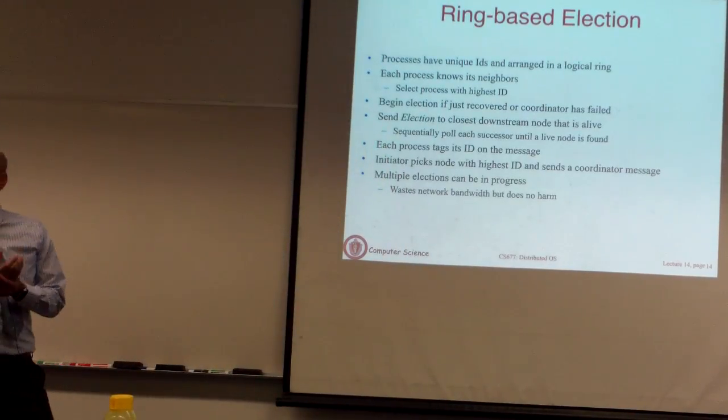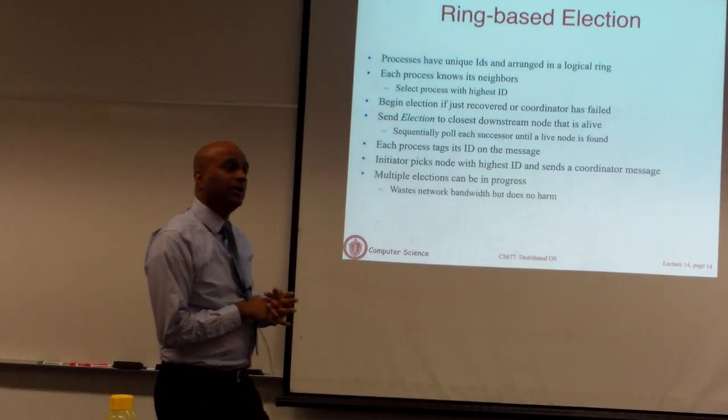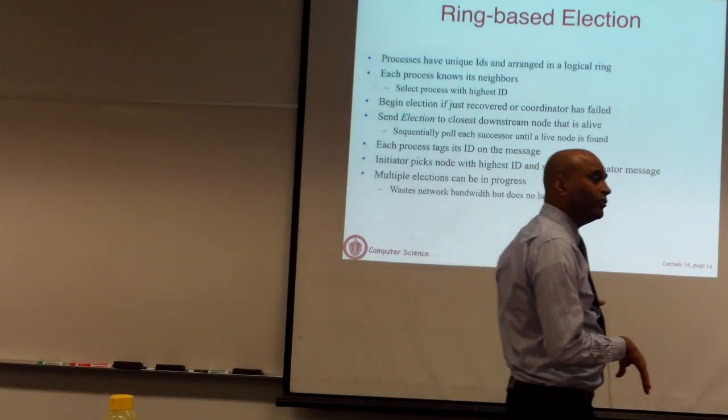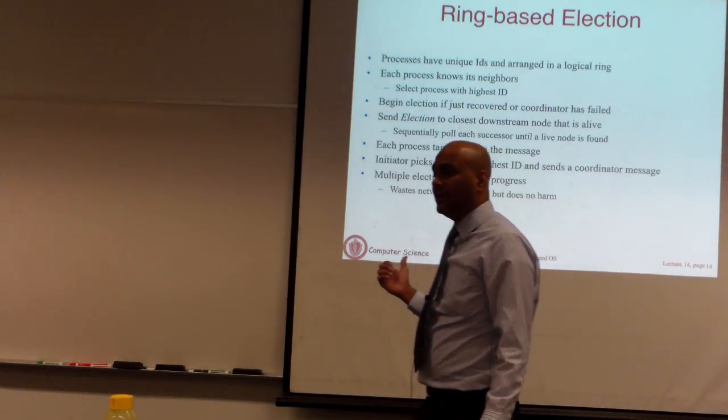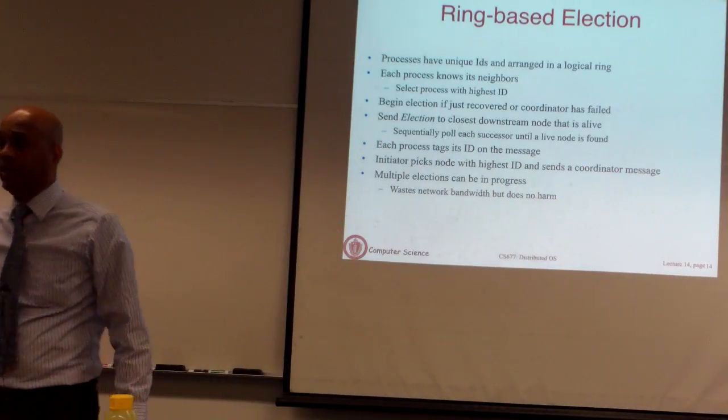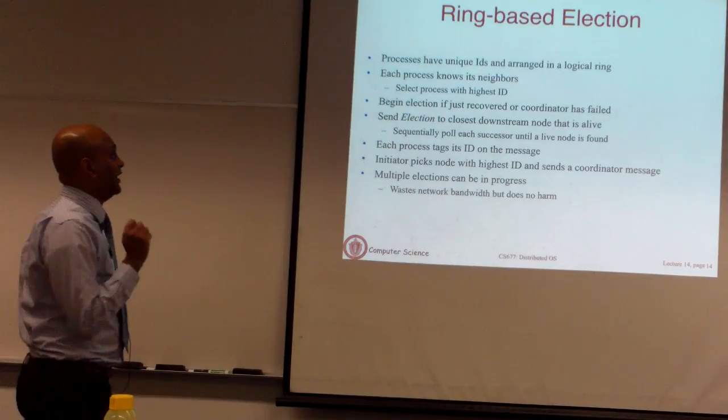So the next algorithm we will look at is a ring-based algorithm. In this case, we will also use the same metric, which is to choose the highest ID process, but this algorithm can be very simply modified to choose any other metric. You can say least loaded node, node with the highest bandwidth, whatever metric you want, you can basically piggyback on the ring algorithm and use it for electing a coordinator with those characteristics.